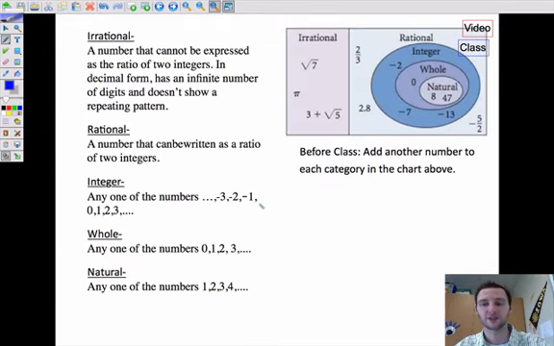We have some more definitions. So we have all sorts of classes of numbers. We'll go through the definitions first, and then I'll explain this chart over here. So first is an irrational number. An irrational number is a number that cannot be expressed as a ratio of 2 integers. In decimal form, it has an infinite number of digits and does not show a repeating pattern.